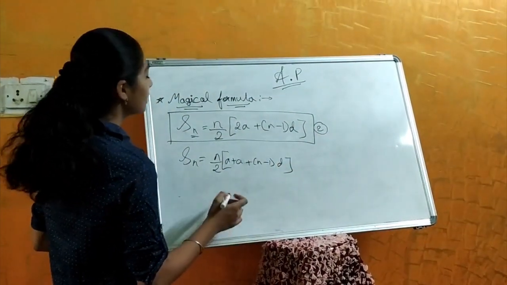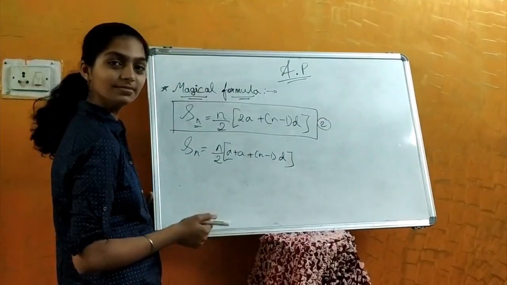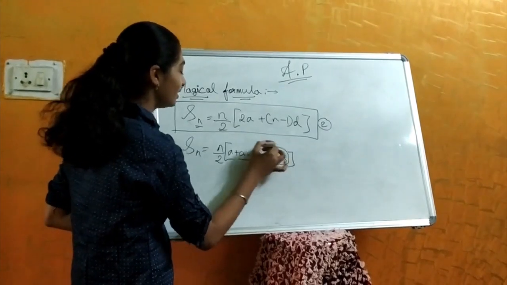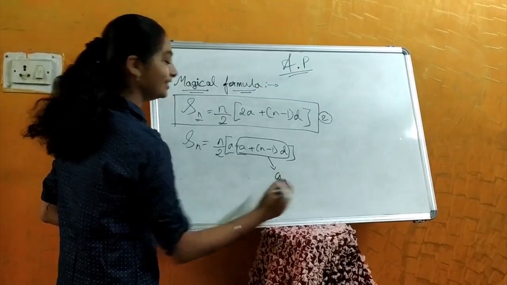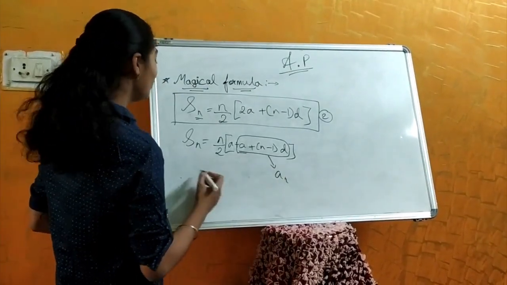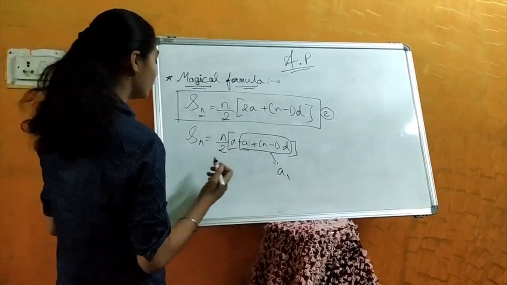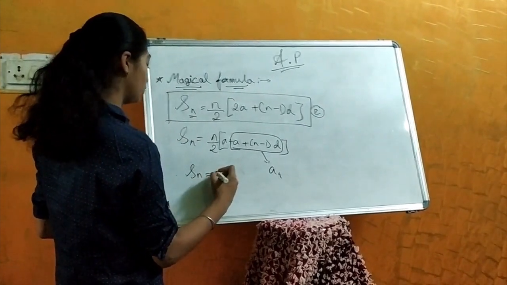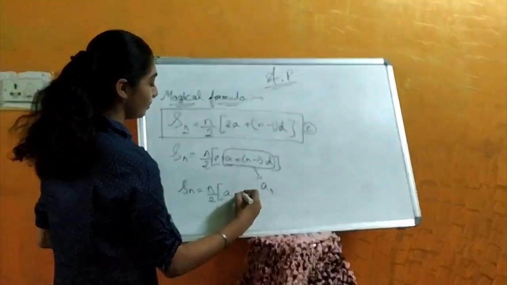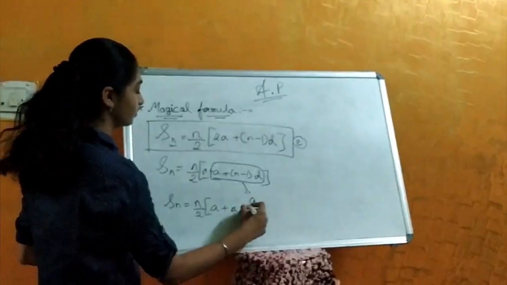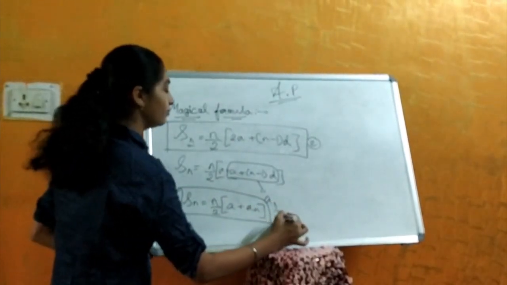Okay. Now can you recognize something here? Yes. What is this? This is the formula of what? An, isn't it? So we can write in this place simply an. How? See, Sn is equal to n upon 2 into a plus an. This is our second type of this formula.